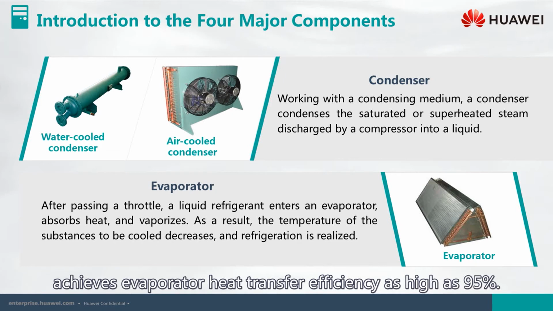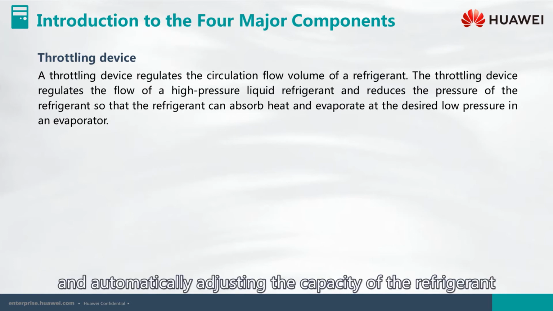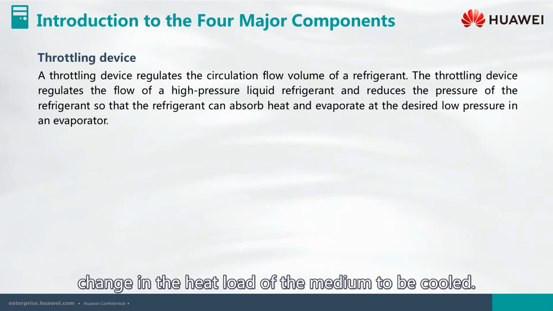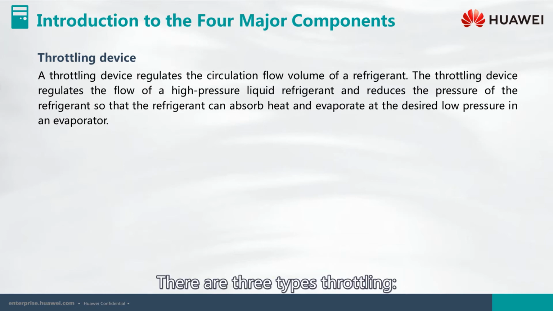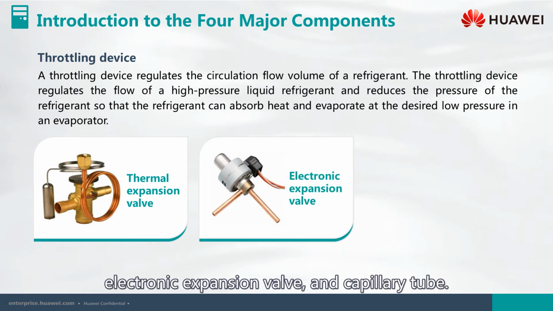high as 95%. Throttling devices have 2 functions: throttling depressurization and automatically adjusting the capacity of the refrigerant that enters the evaporator based on change in the heat load of the medium to be cooled. There are 3 types of throttling: thermal expansion valve, electronic expansion valve, and capillary tube.